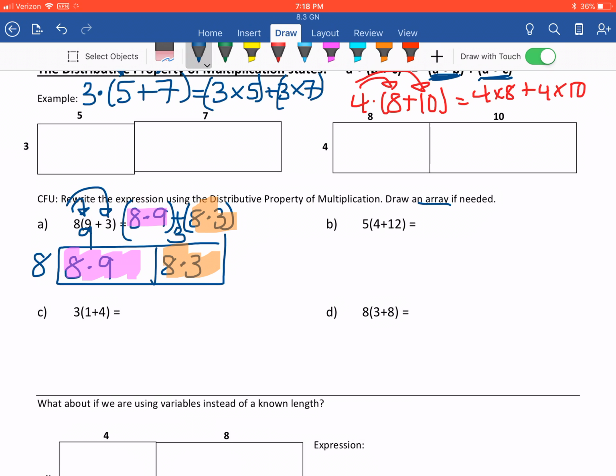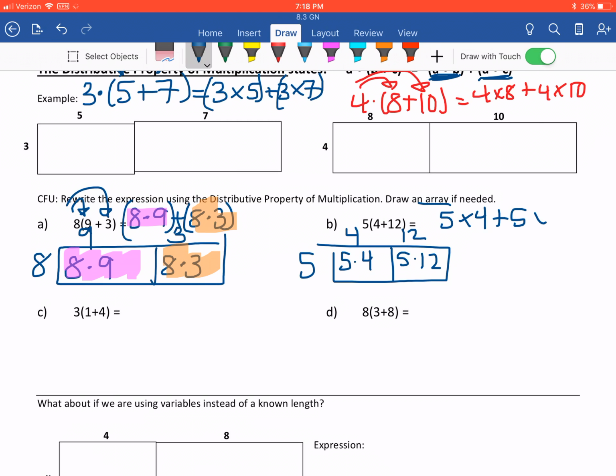Our next one, if I draw an array, I have 5 and 4 and 12. If I split it here, this is 5 times 4, 5 times 12. So this is the same thing as 5 times 4 plus 5 times 12. All I had to do was distribute. I didn't solve for the answer. All I did was pass the 5 out to the 4 and the 12.